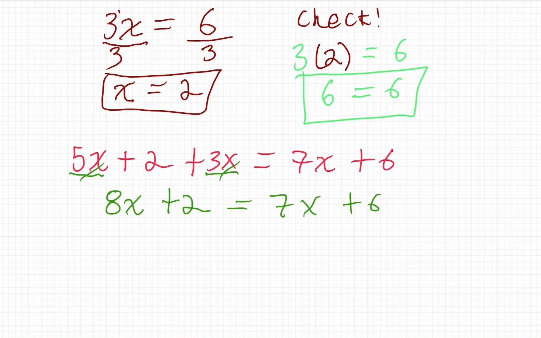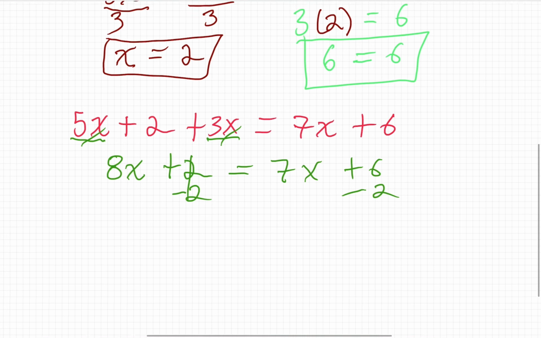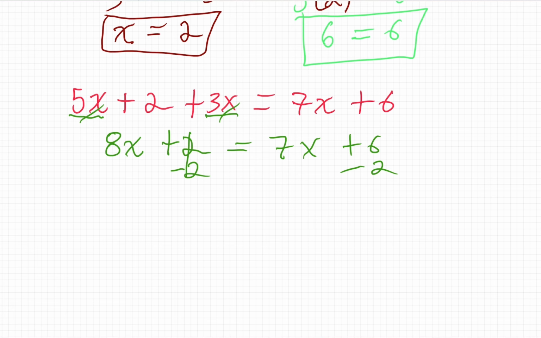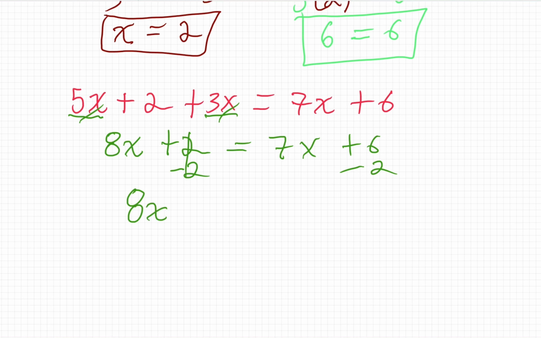Now what we're going to do is put the terms with the x on the left side and the terms without the x on the right side, okay? So let's go ahead and get rid of this 2 here. If I get rid of the 2 there, then I also have to subtract 2 on the other side. So that goes away. Then we're going to have the 8x equals 7x. 6 minus 2 is 4, right? Positive 4.